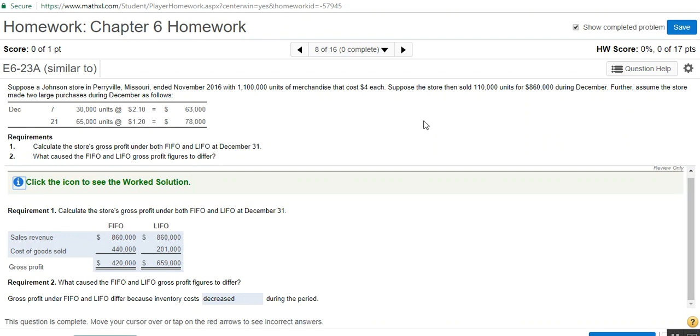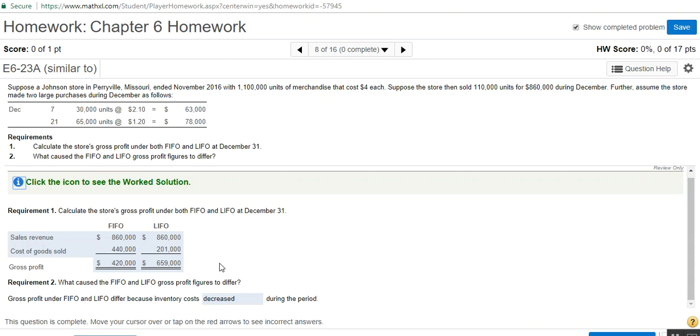You'll notice too that the sales amount, 110,000 units for 860, is the same under both plans. The sales revenue doesn't change when you change inventory methods. Then it asks you for FIFO and LIFO. The key thing here is we're trying to get cost of goods sold. However, as part of this hint and tip, I want to do ending inventory as well, because it could have just as easily asked you for ending inventory in addition to cost of goods sold. I just want you to know how to do both.